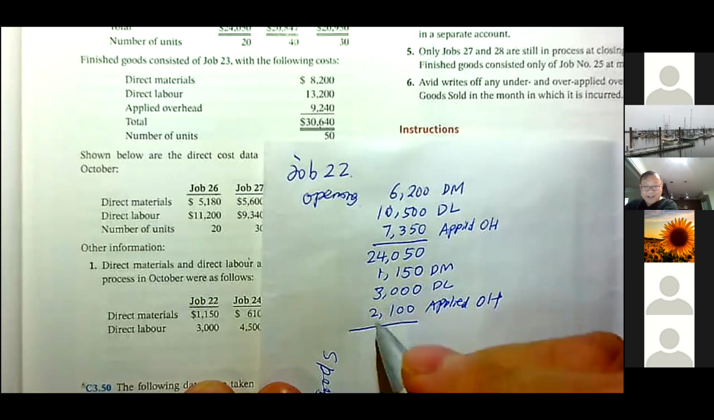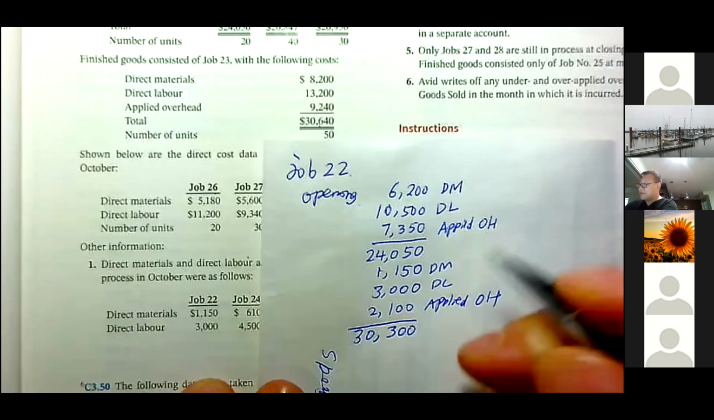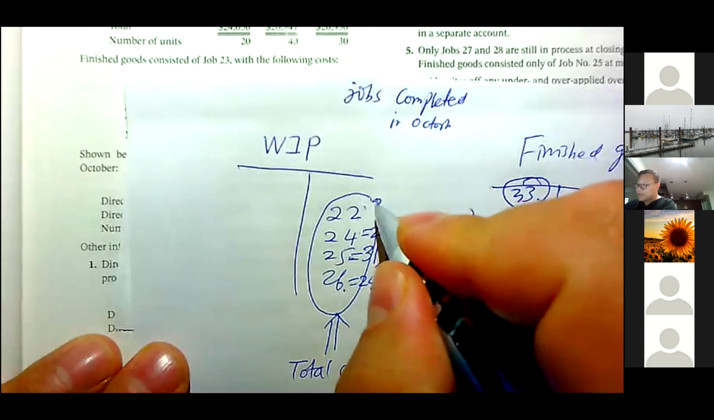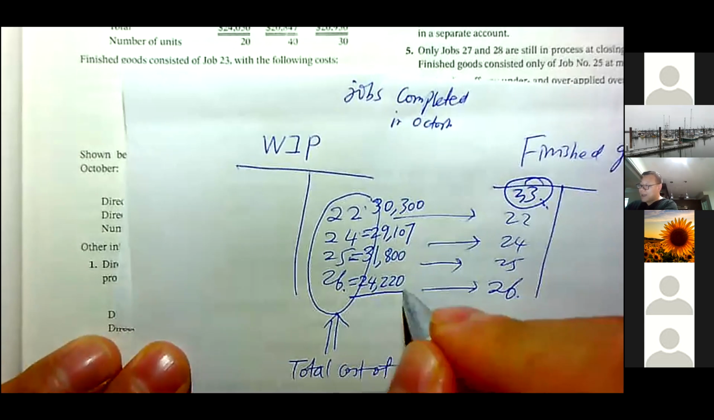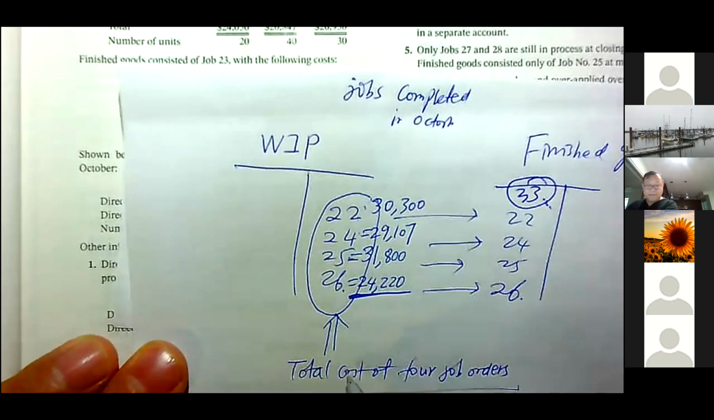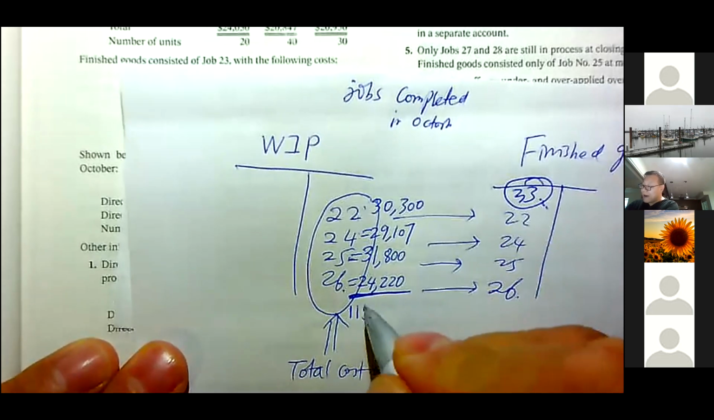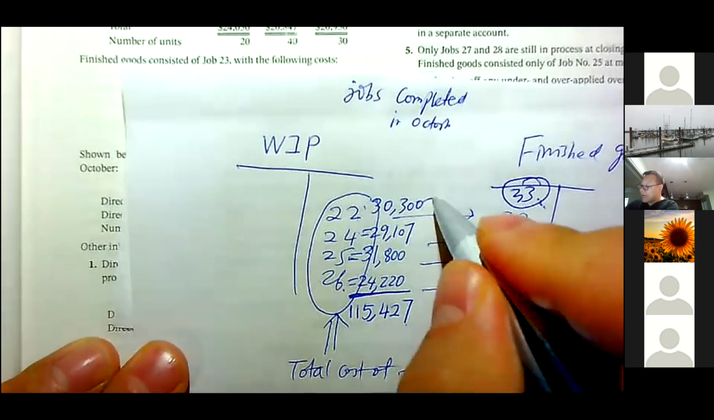In total, this number should be 30,300. Thank you. So I have job 22 at 30,300. When I add them all together, this will be my total cost of goods manufactured. If you add all four numbers together, you should have 115,427. So add up these four numbers.